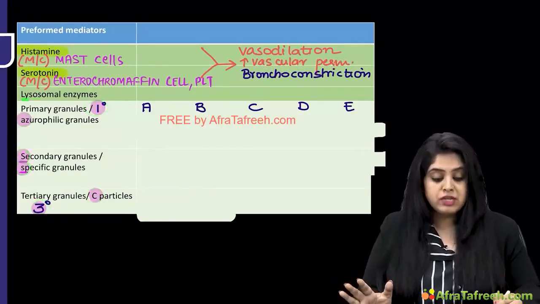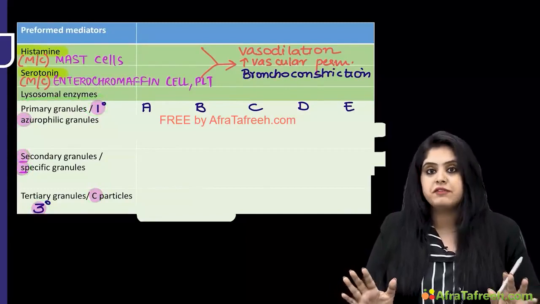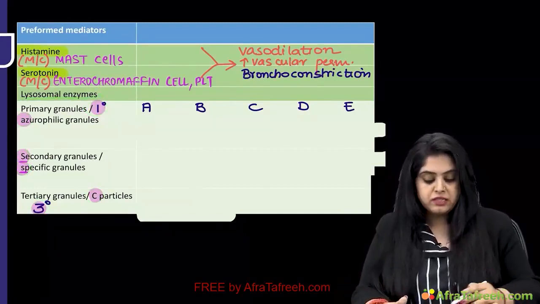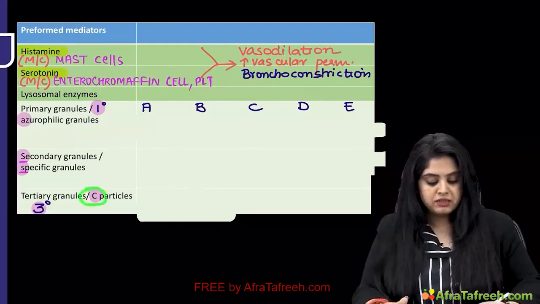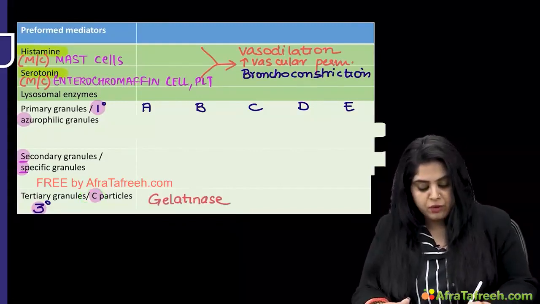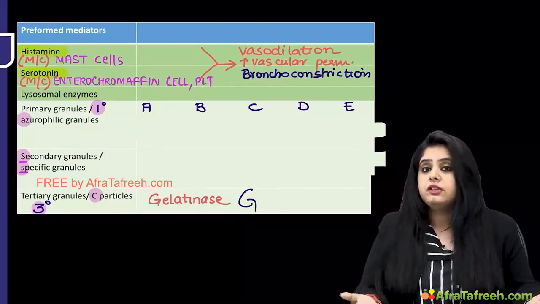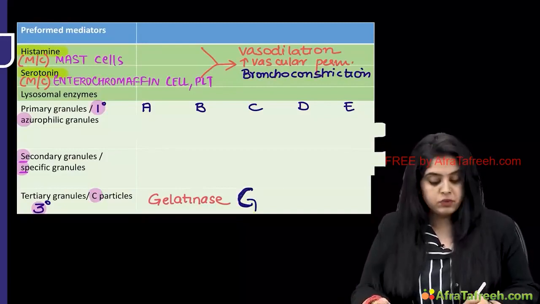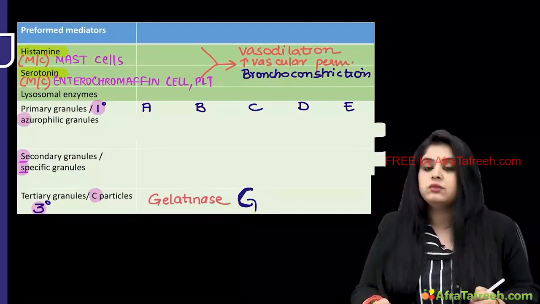Now you need to know which lysosomal enzymes they release, after you've done the names. So simple, I'll start from here. When you say tertiary granules are C particles, from the C you will make a G, and you will realize this is gelatinase. So C particles are going to release gelatinase. Easy, right? Okay. Now, what do the secondary granules release?